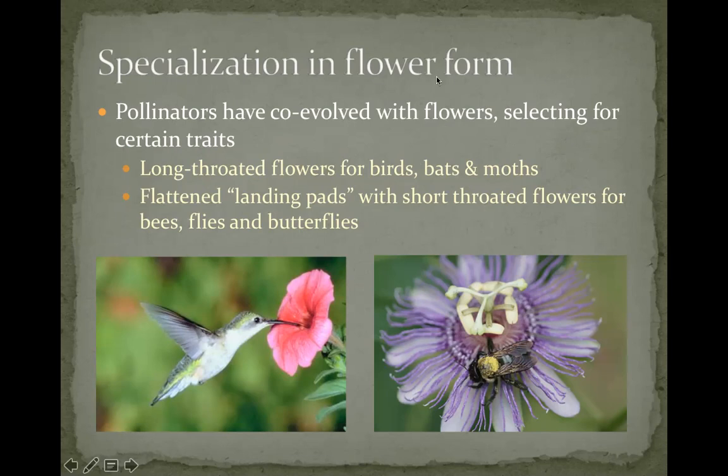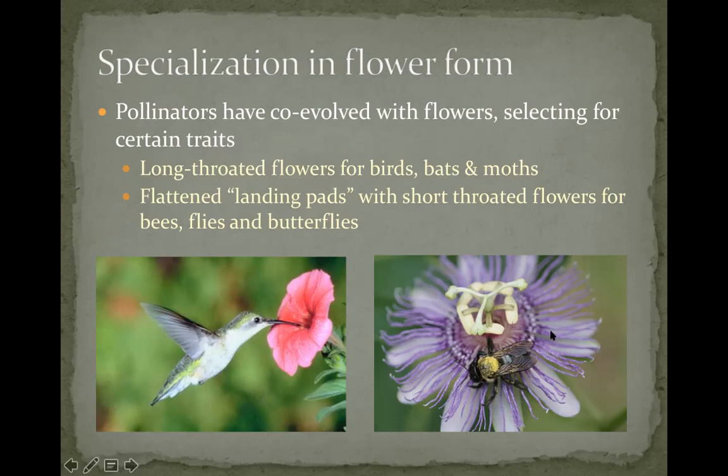But with specialization in flower form, pollinators essentially co-evolved with flowers, selecting for certain traits. So long-throated flowers are typically for birds, bats, and moths. With birds, they usually have that long beak, and that basically allows them to get into the nectar in that ovary right there. And then at the same time, subsequently, get some pollen, and then as they move to another flower, it'll spread out that pollen.